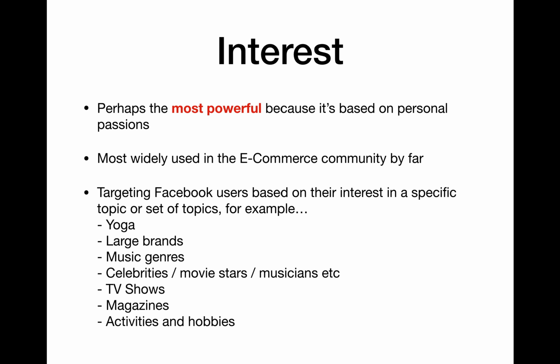And basically what this allows us to do is target Facebook users based on their interest in a specific topic or set of topics. For example, you can target people based on an interest in yoga, or based on large brand names, music genres that they might listen to, celebrities or movie stars or musicians that they're big fans of, TV shows they watch or have an interest in, magazines they buy or subscribe to or read the online publication of, and also activities and hobbies, which you would assume comes under behavior, but oftentimes you can find activity like yoga is a behavior. Doing yoga is a behavior, but having an interest in yoga, it's an interest as well. So you can have activities and hobbies that fall under the interests category as well.